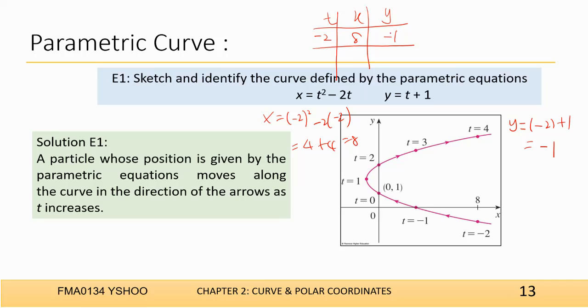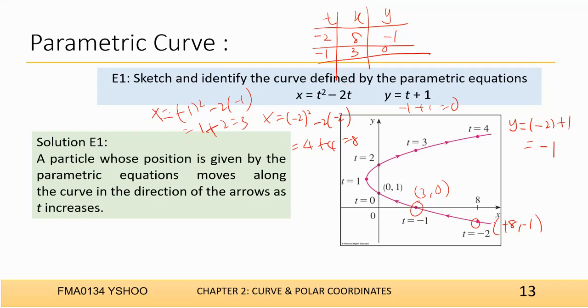Okay, so the first point will be 8, -1. Sorry, it is (8, -1). The next one, let's say t is -1, and you do the same thing. x equals (-1) squared minus 2(-1), so it will be 1 plus 2, which is 3. Then you substitute into y: -1 plus 1 is 0. So the next point is (3, 0). Then you do the rest of it.